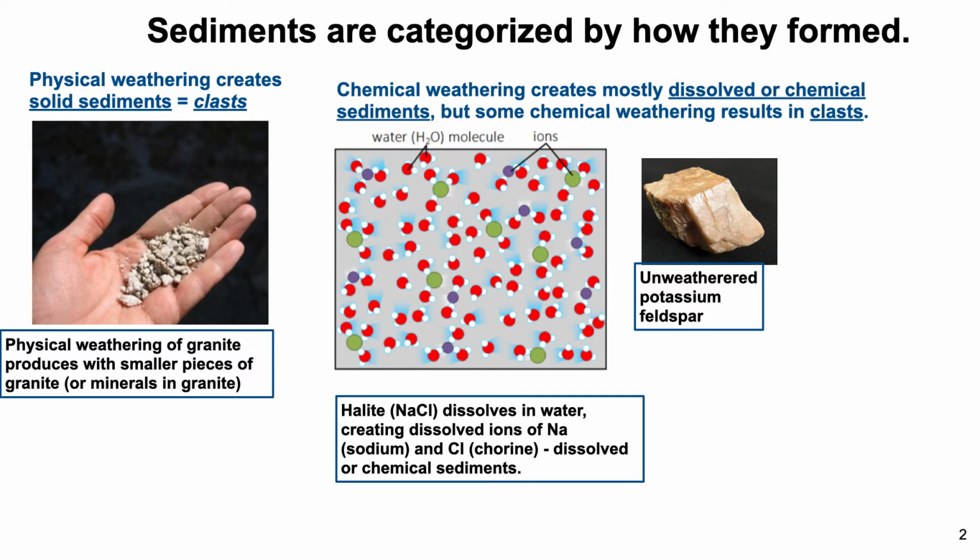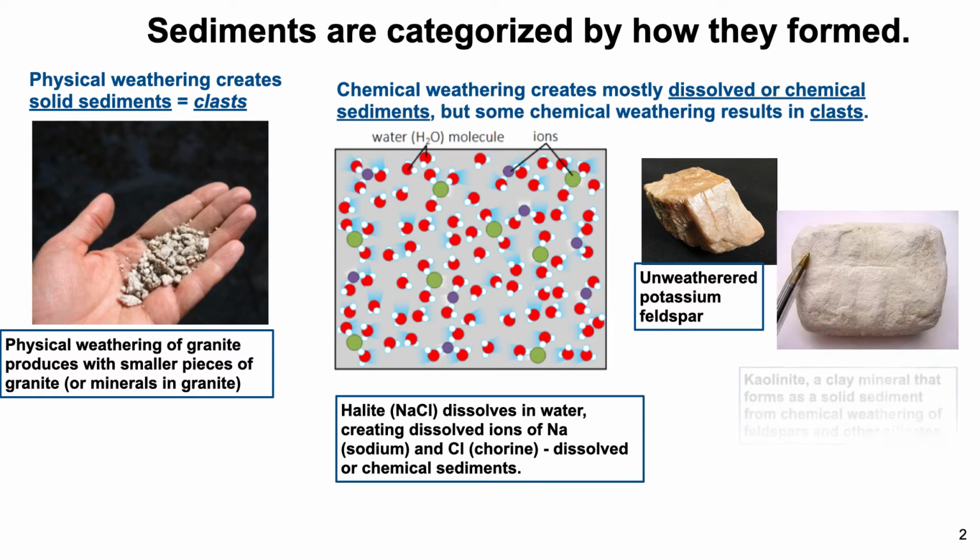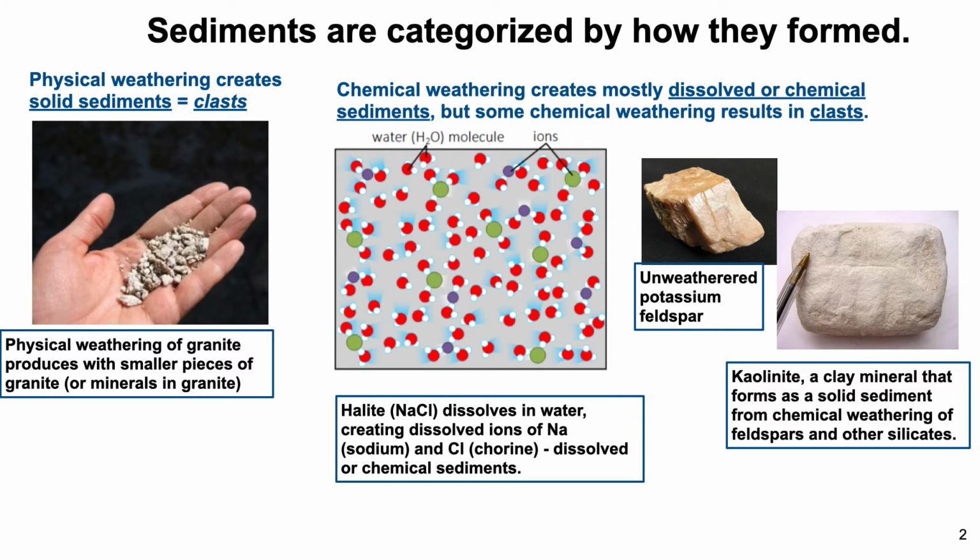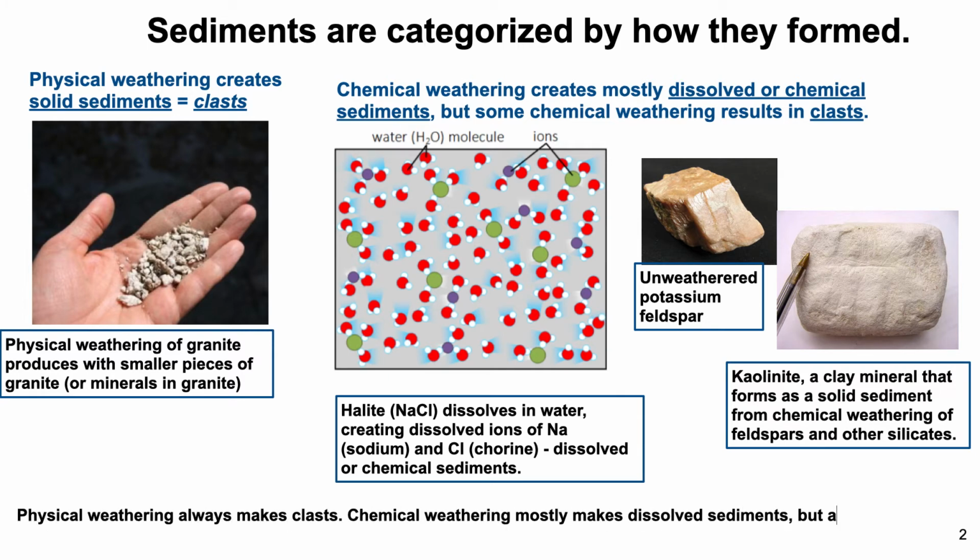As we also learned, there are some ways we can get solids, not dissolved sediments, from the weathering of certain minerals such as potassium feldspar or other feldspars by chemical alteration. So again, our example of kaolinite. So the big message here is physical weathering always makes clasts. Chemical weathering mostly makes dissolved sediments, but also some clasts. That is, the clay minerals are often our clay-sized particles.